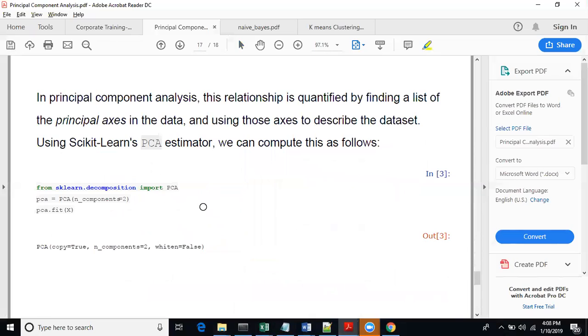So just for example, let's say we have to apply PCA. So from sklearn.decomposition import PCA. This is the header in scikit-learn for PCA. So PCA with n_components equal to 2 means that we want to convert into 2 components.